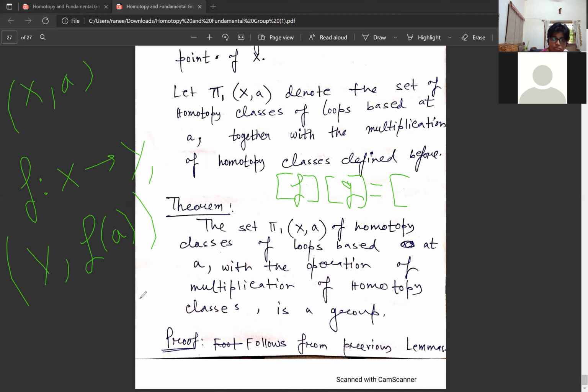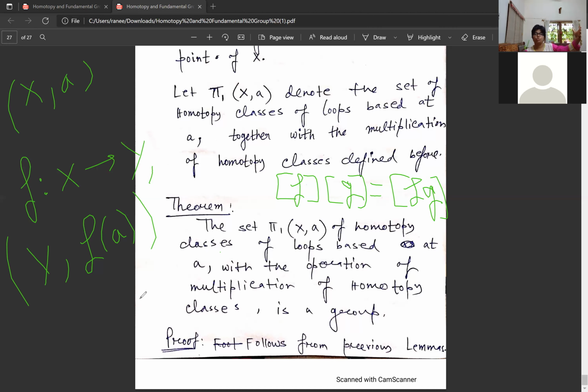So with the operation of multiplication of homotopy classes, this is a group. Now, over the last few lemmas, whatever we have seen, the associativity of the homotopy classes, we never considered anywhere that they were loops. The associativity holds even for paths. Paths means paths whose end points are not the same.